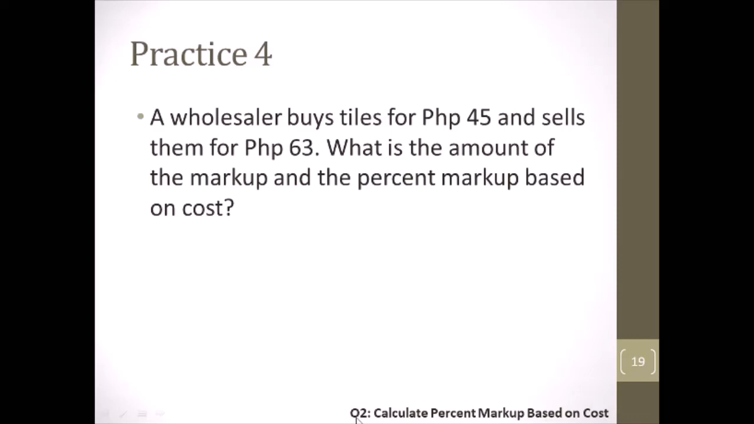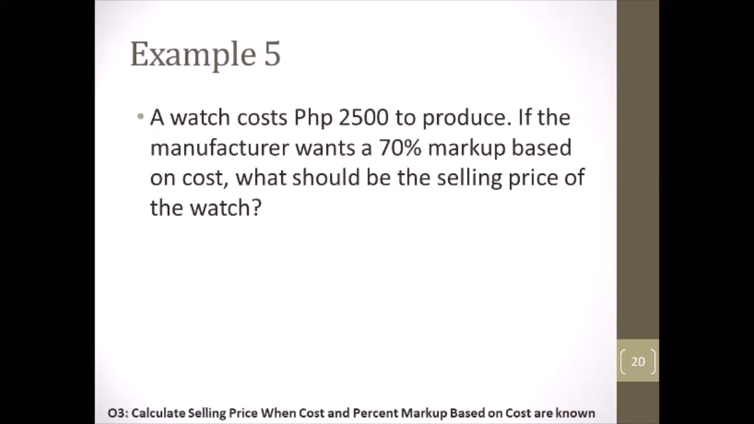So for your practice, let's now go to the next objective. Calculate selling price when cost and percent markup based on cost are known. Example, a watch costs 2,500 to produce. If the manufacturer wants a 70% markup based on cost, what should be the selling price of the watch?